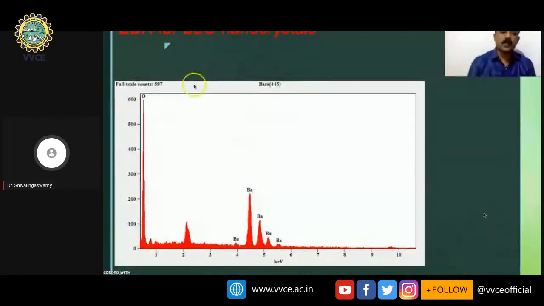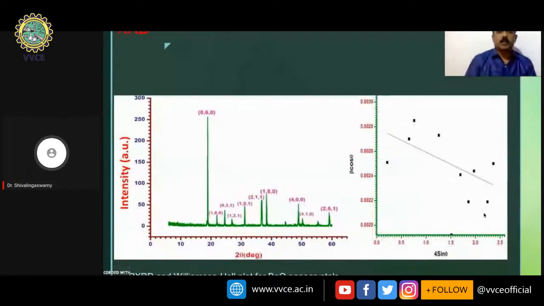This is a graph for a particular sample, that is BaO nanocrystal. You can notice that it is 100% pure. We have only oxygen and barium atoms. If there are impurities, you can also record them, because you get peaks for impurities in this same graph. To identify the purity of the sample, this plays a significant role. So this is one of the characterization tools used to identify the purity of the sample, that is energy dispersive X-rays.